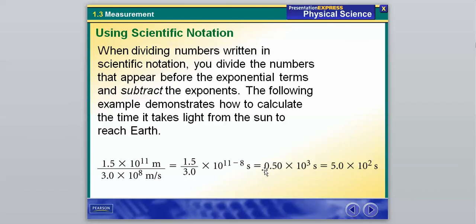And again, remember that we have to make it a number between 1 and 10, so we move that decimal place over to the right, and so then that gives us 5.0, and instead of now 10 to the 3rd, we have 5.0 times 10 to the 2nd power. So those are the rules.